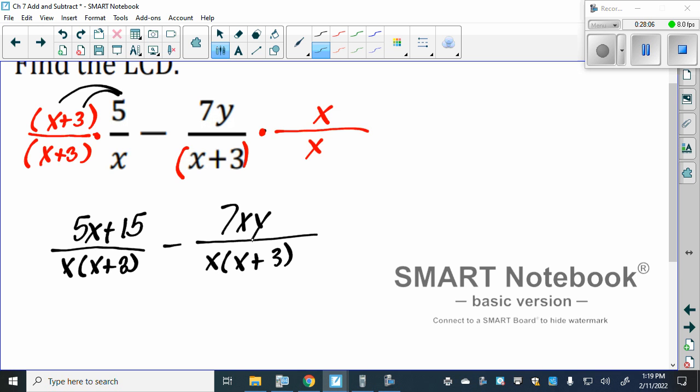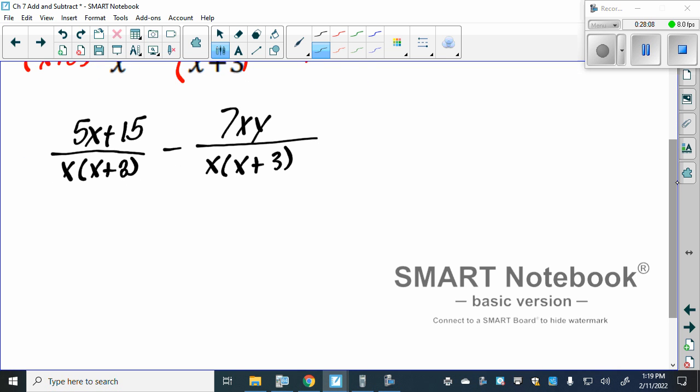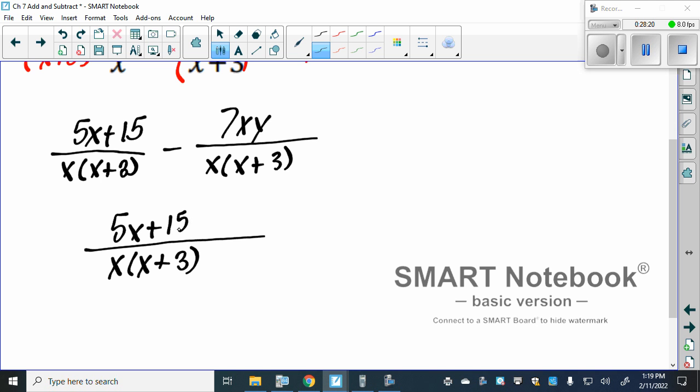Now that we have the denominators the same, we can go on and subtract the numerators. X times x plus 3. Well, the 7xy is not like terms with anything else, the 5x or the 15, so we can't combine it with anything. So we get this here.